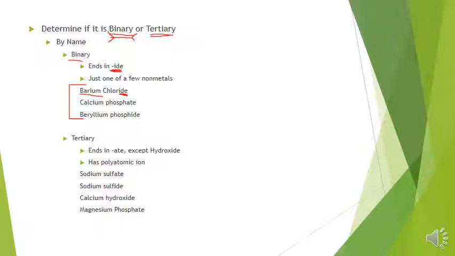Calcium phosphate ends in "ate," no, not binary. Beryllium phosphide, "ide," yes, binary. Okay.